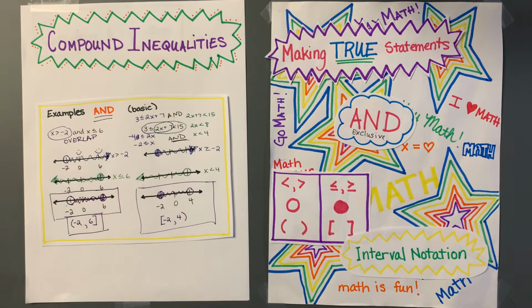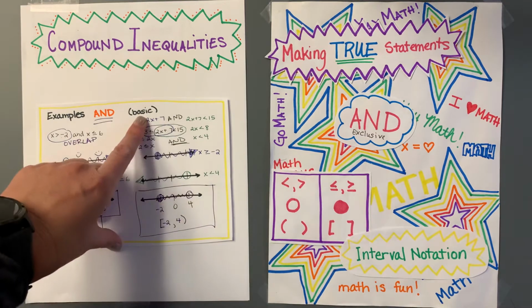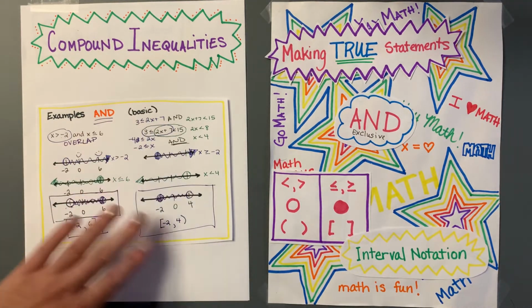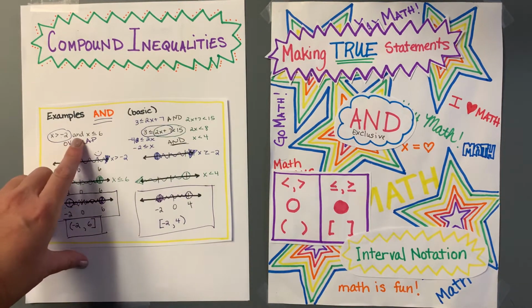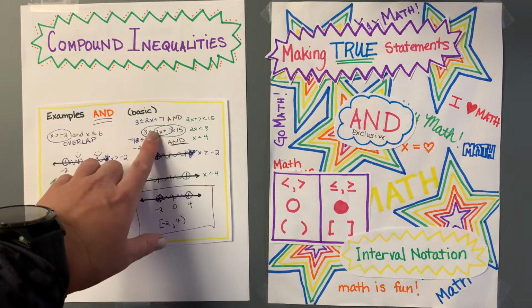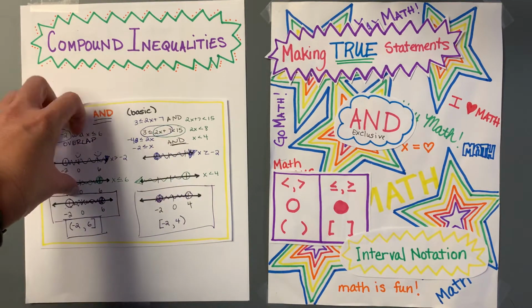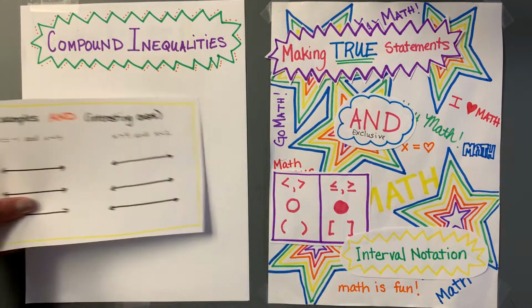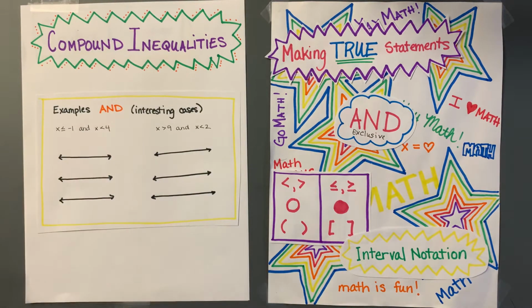Hi, welcome back. We're continuing to look at compound inequalities. So in the last video, we looked at two basic cases. We had one where it was written with the "and" and the other where it was written with an "or" overlap. We're now going to look at these two interesting cases.